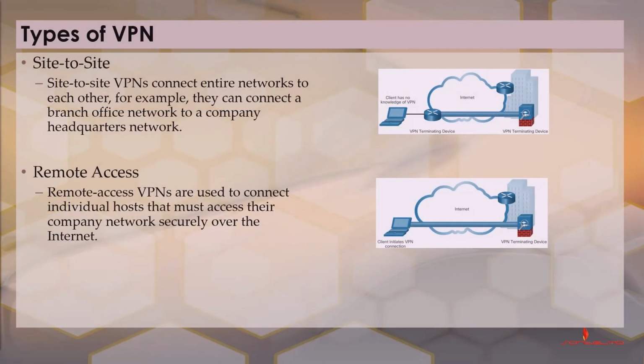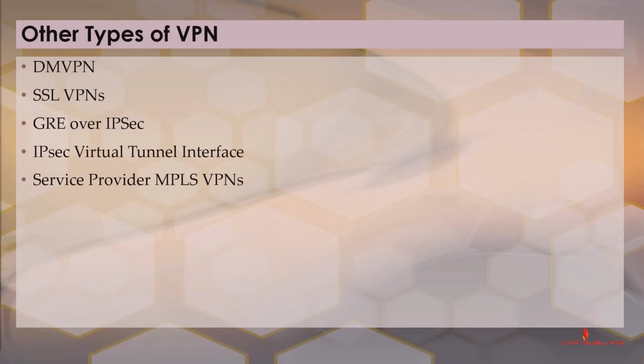Now, what are the types of VPN? Basically we have two types: the site-to-site and the remote access VPN. The details of these are in the ENSA discussion, so go ahead and check it out. Other types of VPN include DMVPN, SSL, GRE over IPsec, IPsec Virtual Tunnel Interface, or VTI, and the service provider MPLS VPNs.